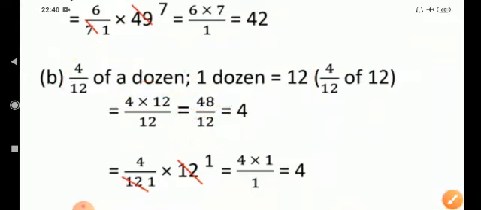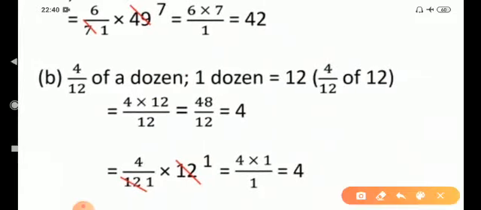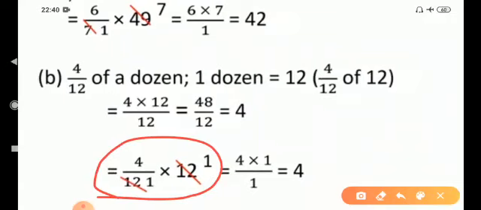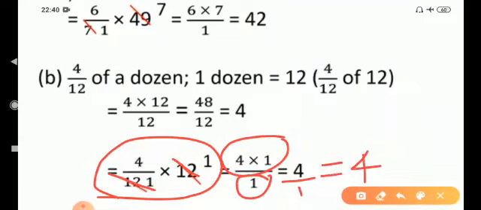Now another method. 4 upon 12 that is given in the question, of means we have to multiply with 12. Okay, this is the other method, 4 upon 12 multiplied by 12. Now directly we can cut the same number from numerator and denominator, that is 12 and 12, I have cut over here. So you will get 4 multiplied by 1 because 12 ones are 12. Okay, so we will get the number 4 multiplied by 1 in the numerator and 1 in the denominator. 4 ones are 4, divided by 1, that is equal to 4. So your answer is 4.